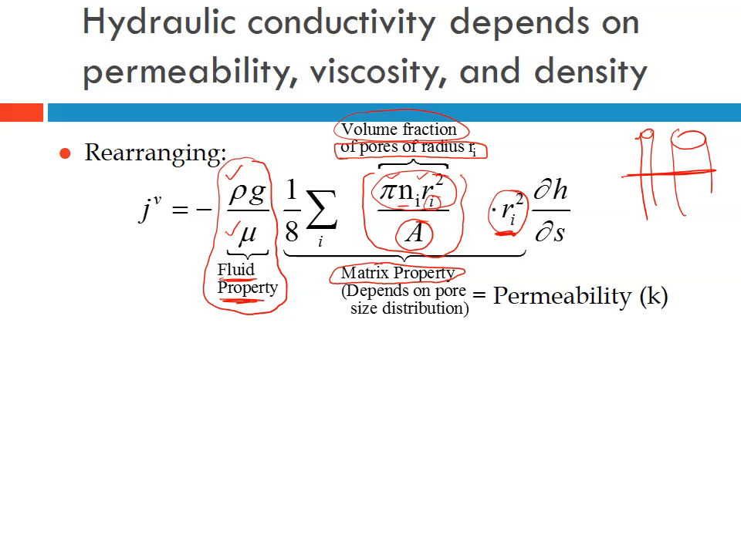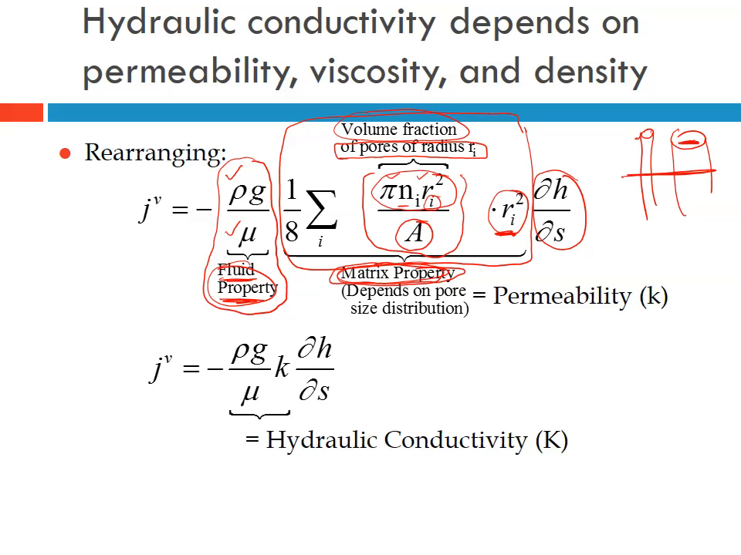So this part of it is then the volume fraction of pores of this size Ri. So these are the sizes of pores and what volume fraction is occupied by pores of that size. So this has to do with the matrix. So this entire thing has to do with the matrix. So this is the fluid part, this is the matrix part, and then multiplied by the gradient. So if I rewrite that, I call this whole thing K.